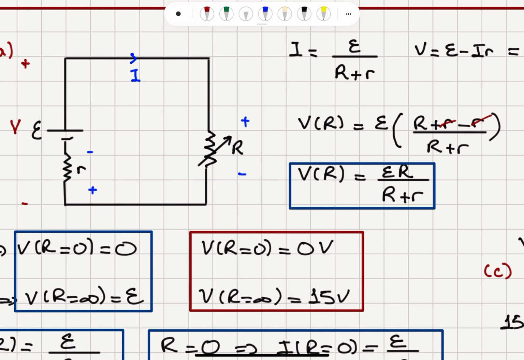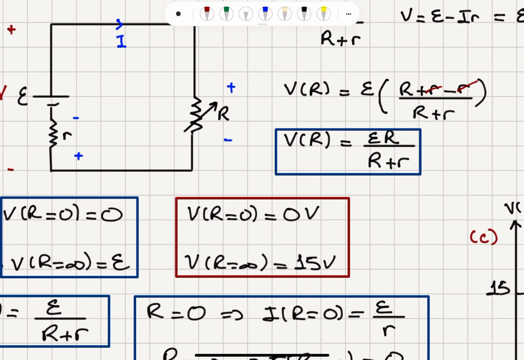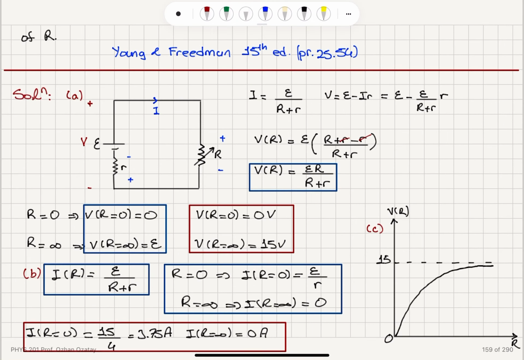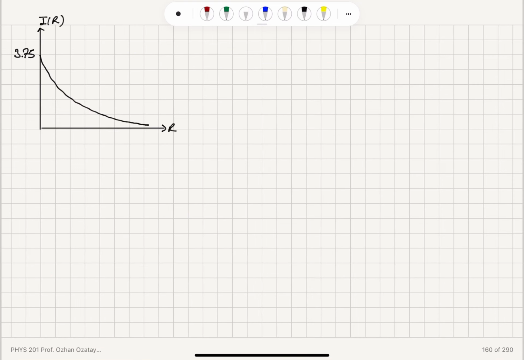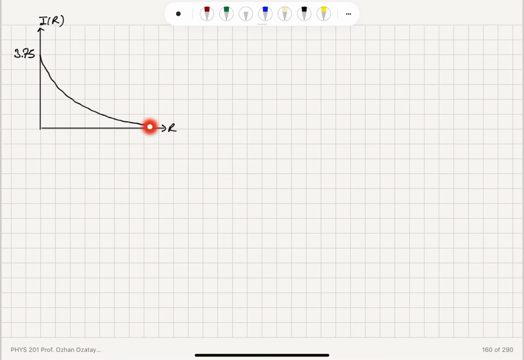So I can substitute R equals zero to find the zero reading and R equals infinity to find the epsilon reading, because the r's will cancel. This will be negligible. And as for the current, when R is equal to zero, I measure epsilon divided by r. When R is infinite, I goes to zero. So when I plot this, the voltage starts from zero and asymptotically approaches epsilon. The current starts from epsilon over r and asymptotically approaches zero. So epsilon divided by the internal resistance r is the starting point, and it asymptotically approaches zero as R goes to infinity.